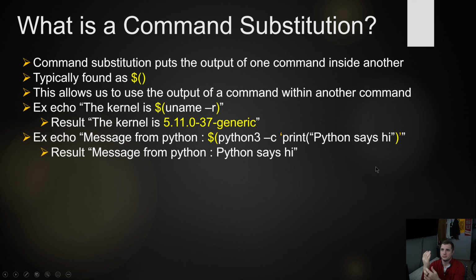Command substitution. Again, this is what I was referring to earlier. This kernel is uname -r, and then the result is going to be this string right here. So that's a command substitution. Still an expansion, right? We're replacing uname -r with a natural value. Still an expansion. Okay. Same thing with this message from Python, and this is the biggest value that you could possibly have if you needed this for a command substitution.